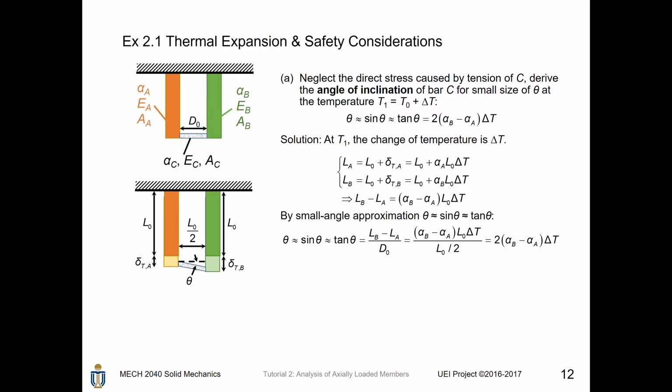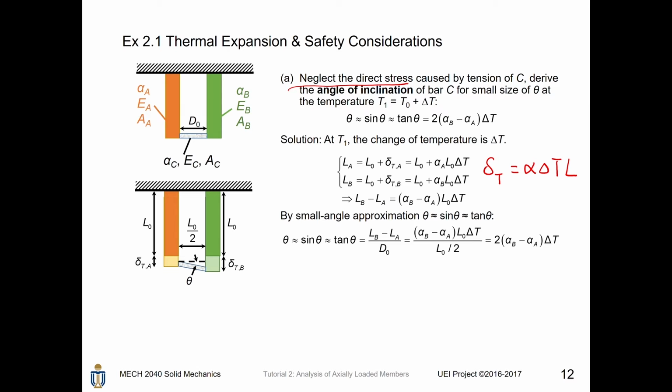Starting from problem 1, firstly we will find the lengths of A and B by using the change of length formula under the axial strain. For this part, we are going to neglect the direct stress caused by tension of C, so I assume there is no direct stress acting on the tips of A and B, and we have to derive the angle of inclination of this bar. To do this, we consider the change of length formula under thermal expansion as we just mentioned. Delta, which is the thermal deformation, equals alpha delta T L. L is the original length, where alpha delta T is the thermal strain.